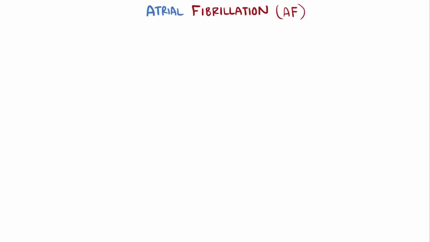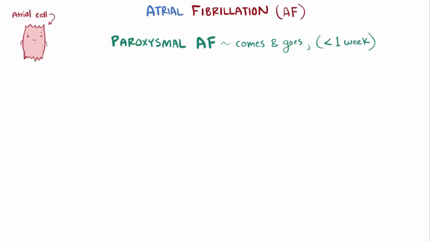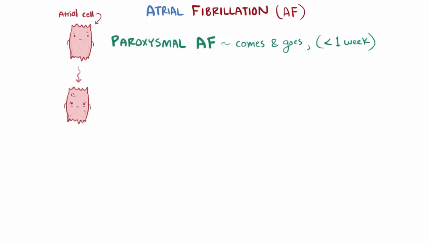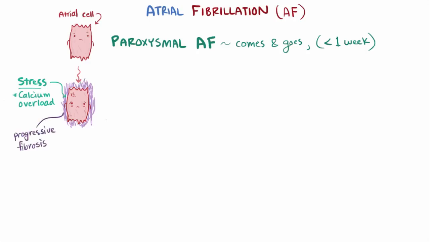Oftentimes, people with AF start with what are called paroxysmal events, which means AF suddenly comes and goes, lasting less than a week at a time, probably because the tissue is still relatively healthy. Repeated paroxysmal events that occur over longer periods of time, though, tend to stress the atrial cells even more. There are probably a number of mechanisms explaining how a burst of rapid beats from one of these paroxysmal events leads to stress, but one potential mechanism is through calcium overload. Nonetheless, over time, the cells in the atrium seem to undergo progressive fibrosis or scarring from this stress.